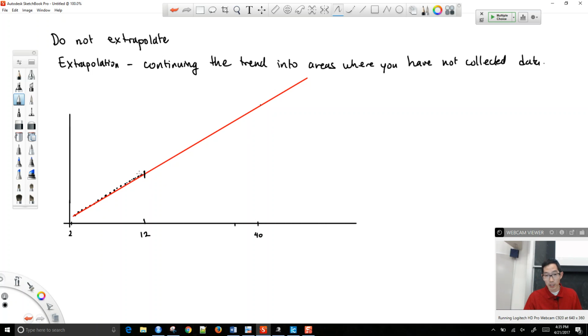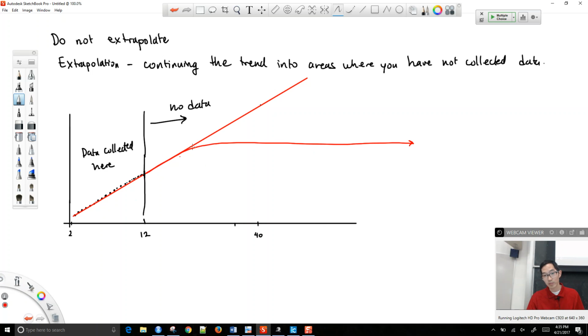we have data up to here. So this is data collected in this region, and then over here we have no data. In the region where you have no data, you cannot expect the trend to continue. We know that for human height, it goes something like this: you keep growing until, I don't know, 15, 16, 18, 20, something like that, but then it levels off.